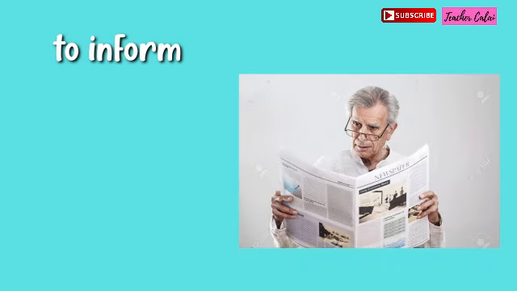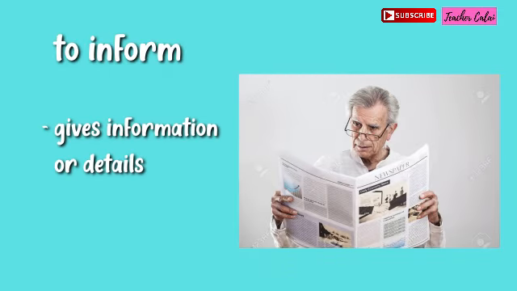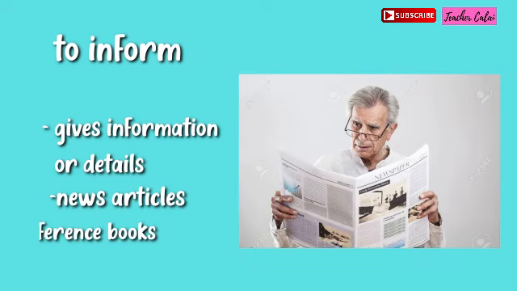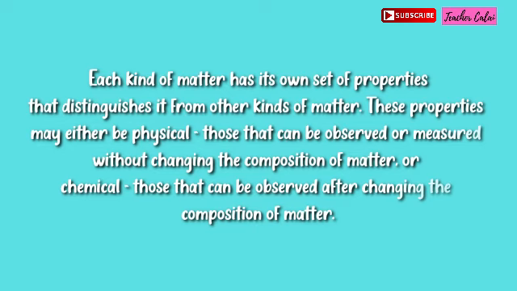The next purpose of the author is to inform. The author usually gives information and details about the topic. Such of these are news items or articles or reference books. Example, each kind of matter has its own set of properties that distinguishes it from other kinds of matter. These properties may either be physical, those that can be observed or measured without changing the composition of matter, or chemical, those that can be observed after changing the composition of matter.